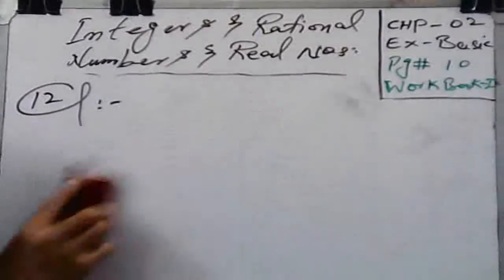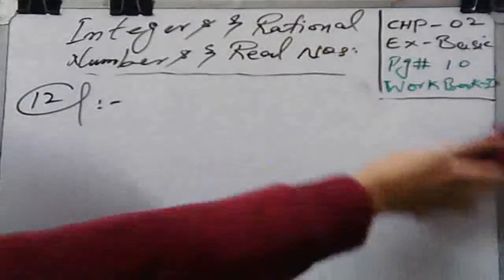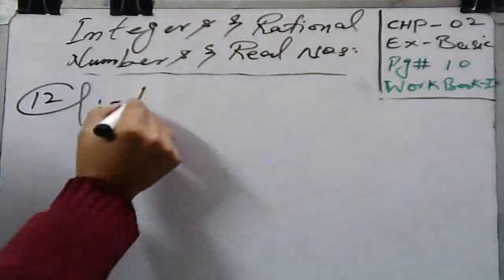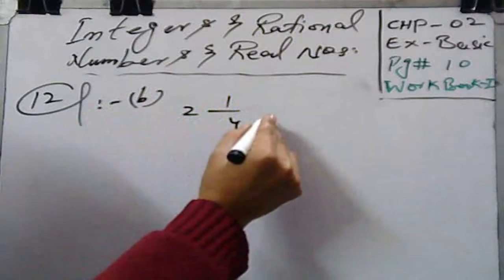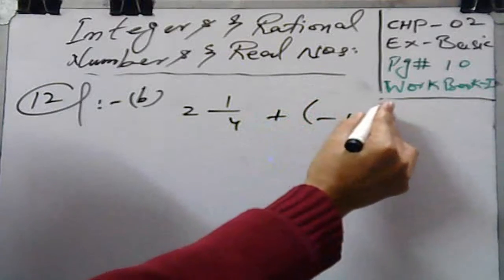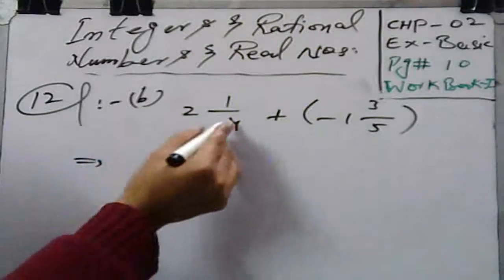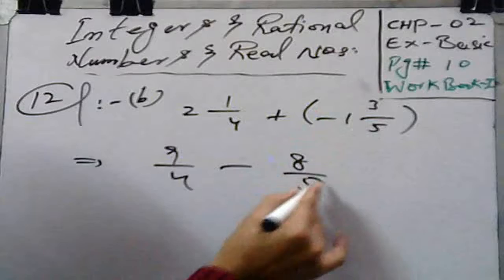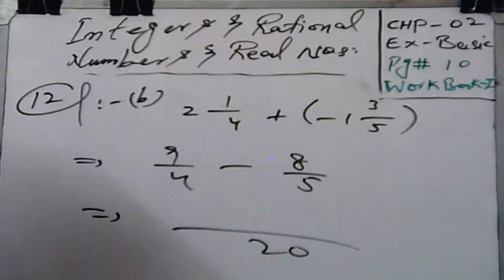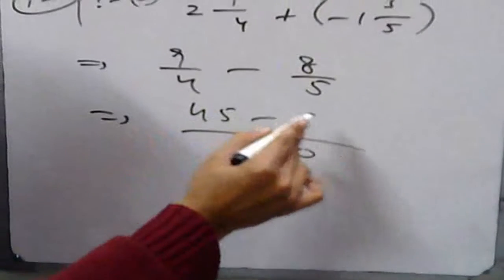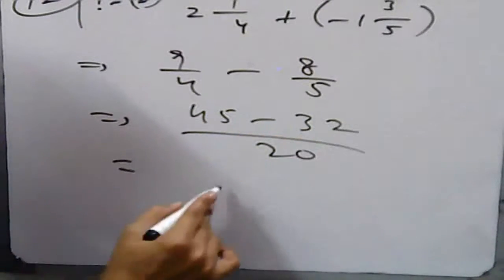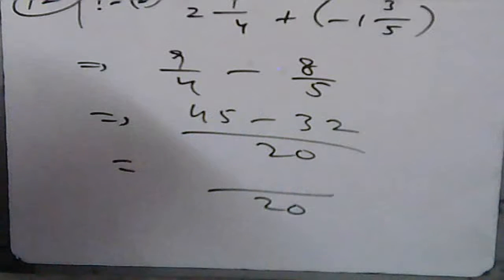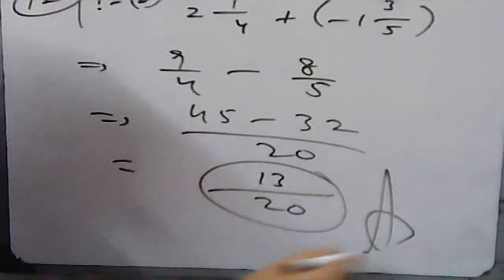Now coming to the B part. In B part, 2 whole 1 by 4 minus 1 whole 3 by 5. So 4 2s are 8, 9 by 4 minus 5 1s are 5, 8 by 5. So once again 20 is your LCM. 45 minus 32, so you will get 45 minus 32, you can write 13 by 20 is your required result.